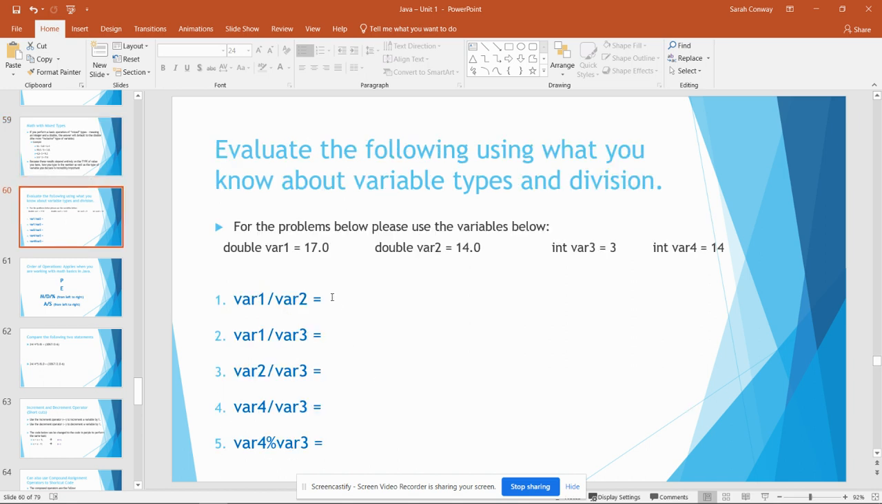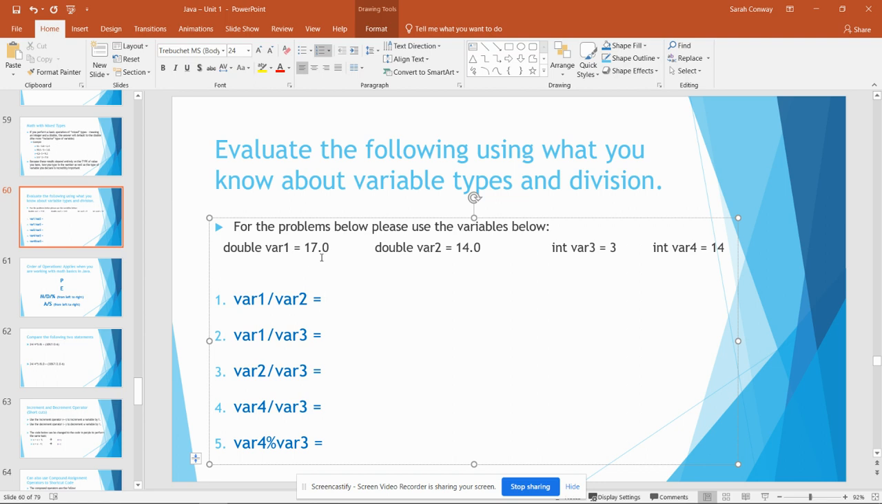So now if we take a look at this here, we're just going to deal with some of the variables up here and kind of talk through what's going to happen. So this first one here, we can see we have variable 1 divided by variable 2. So I can see that I have two doubles. I have 17.0 divided by 14.0. And because of that, when I perform that particular division, I'm going to get something like 1.2142857, and it goes on and on and on. Because I'm dividing two doubles, my answer is going to be a double.